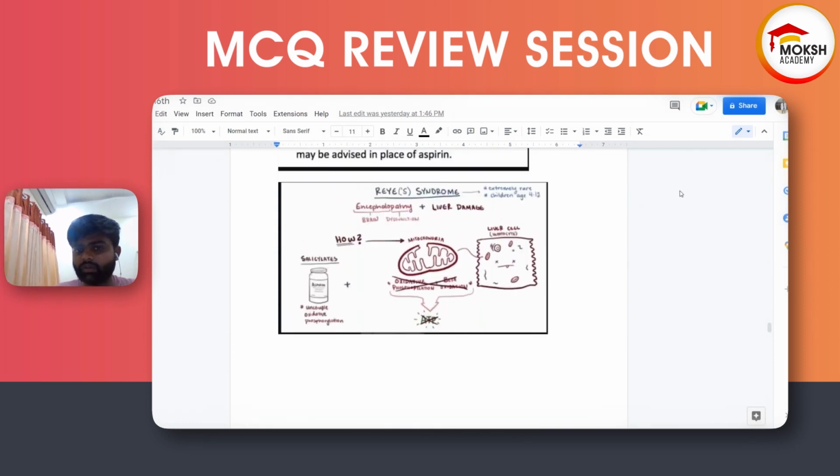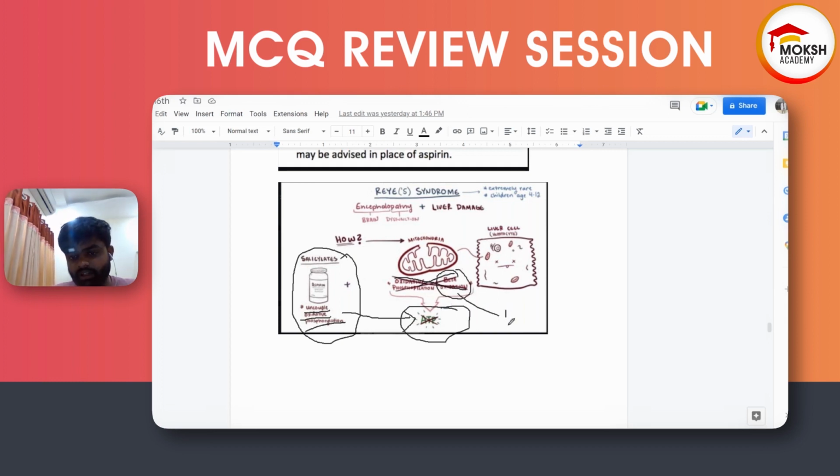So the pathophysiology is basically that when we give aspirin, it uncouples oxidative phosphorylation, the process of formation of ATP in the cell, and this causes a decrease. So whenever there is no ATP, there is a decrease in the beta oxidation of fat, and decreased oxidative phosphorylation causes decreased ATP, decreased function of mitochondria and decreased beta oxidation, and causes accumulation of fat in the liver cells, and this causes microvesicular vacuolization.